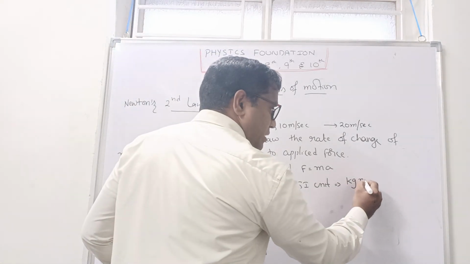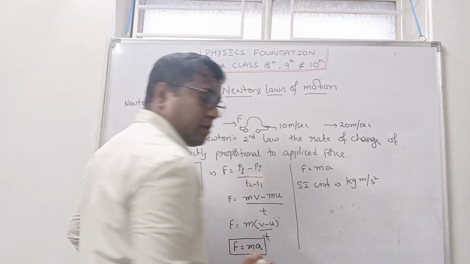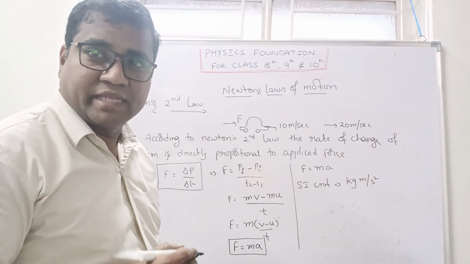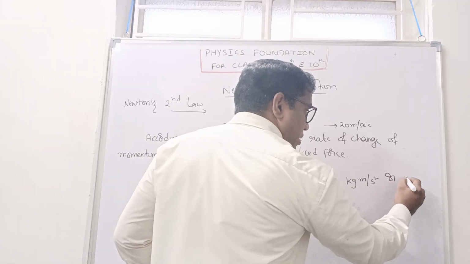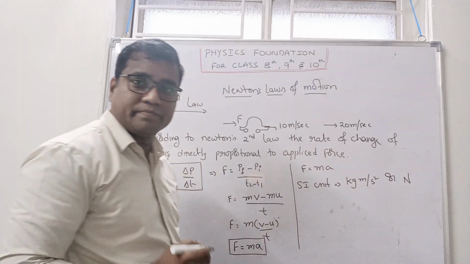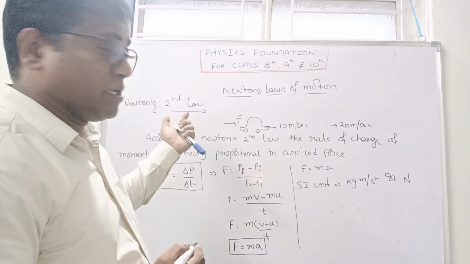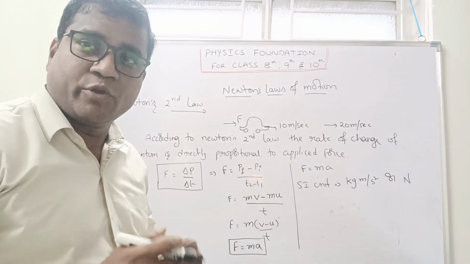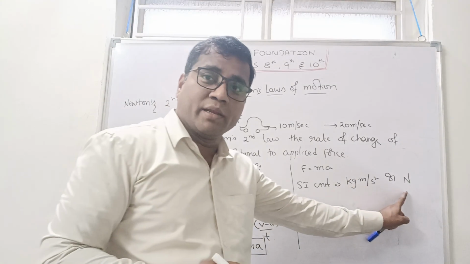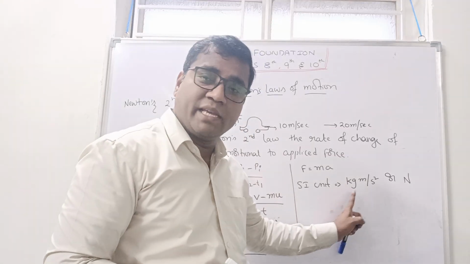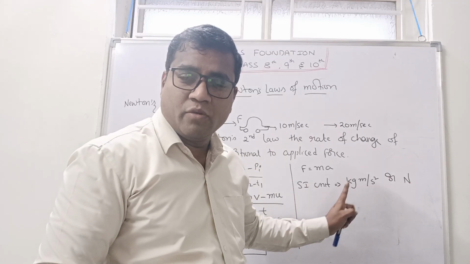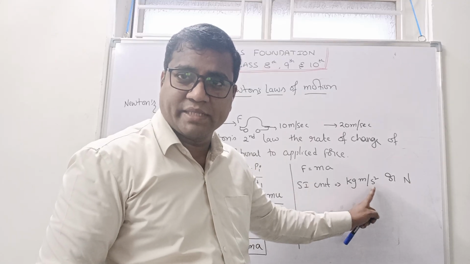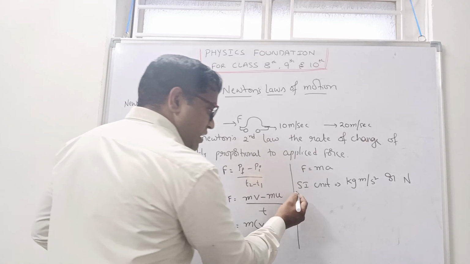Acceleration is meter per second square. It is also known as Newton, N. Why? Because Newton derived it. That's why the SI unit is Newton. 1 Newton is equal to 1 kg meter per second square. So here is the SI unit.